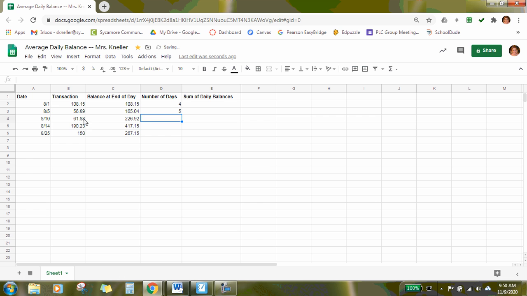Then on the 10th, there was a new transaction. So this was the balance on the 10th, and it went all the way up to the 14th. It didn't include the 14th, though. So it was there for the 10th, 11th, 12th, and 13th. So that's 4 days.